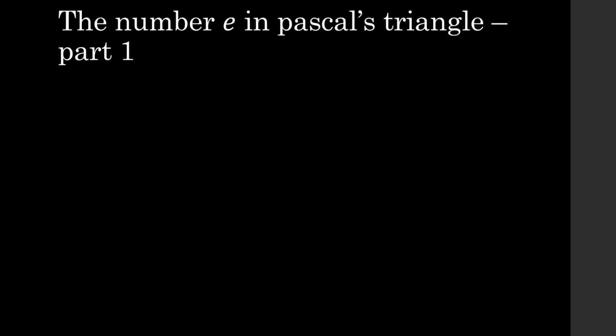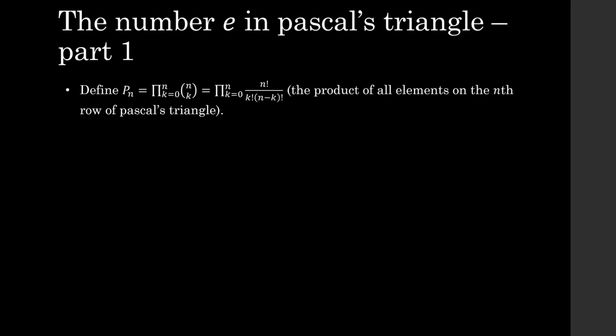And so, let's look at a final property of Pascal's triangle, one that I didn't really know myself until recently. It's about the number e, and maybe I'll revise what e is afterwards. So I want to define P_n equals the product from k equals 0 to n of n choose k.